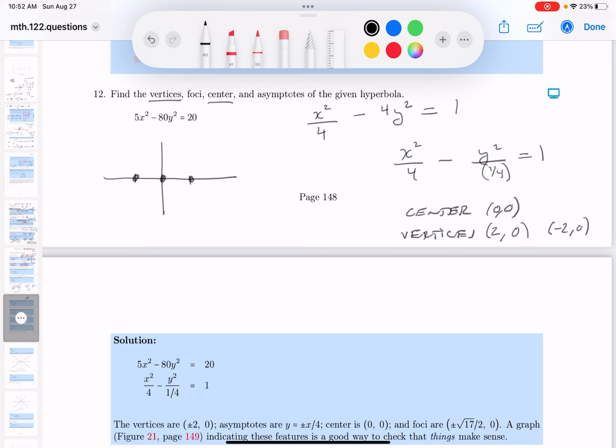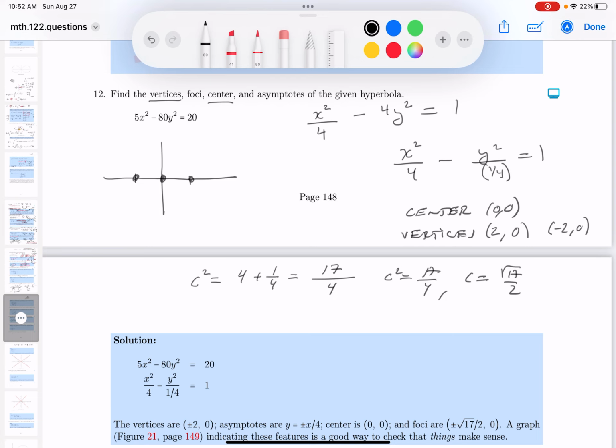How do I do that? Well, I write down c squared. I'm going to take the number 4 and add it to the number 1/4. What do you get here? Common denominator 4. 4 times 4 is 16. 16 plus 1 is 17. So what do you get over here? c squared is 17/4. The c is going to be root 17 over 2.